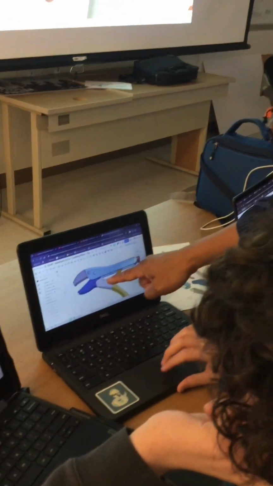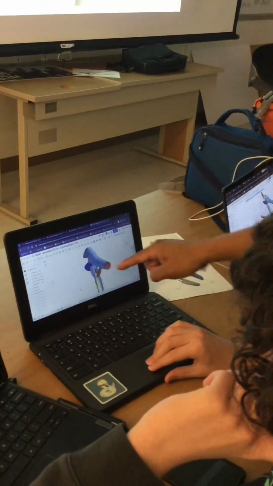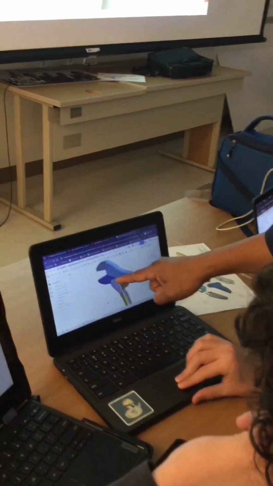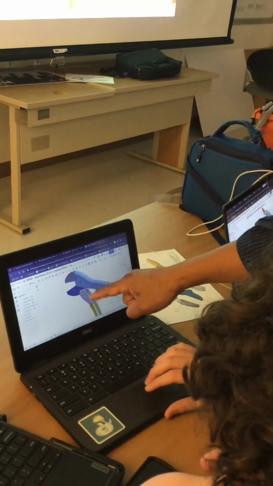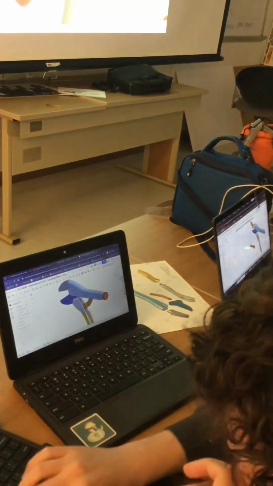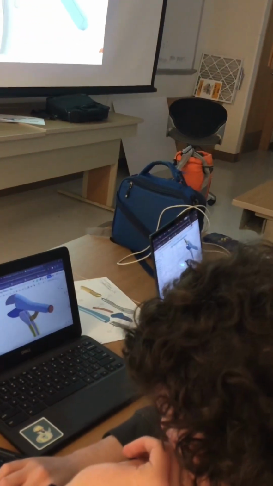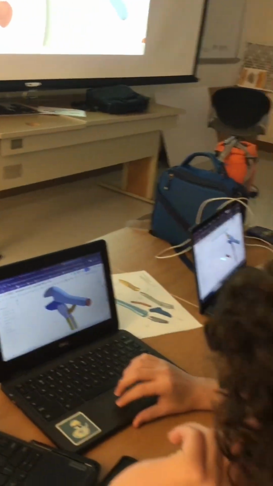No, the plane. You see how you have a plane there? That plane and the plane on top. You can use a parallel mate to do that. In fact, that's right. Yes.